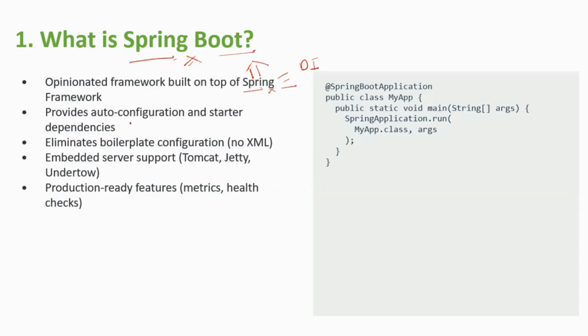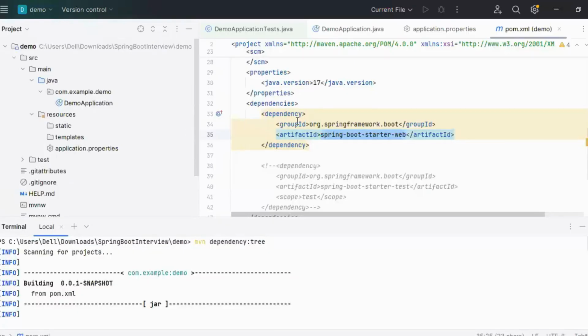The next feature of Spring Boot is auto configuration and starter dependencies. So what are starter dependencies and auto configuration? Auto configuration means Spring Boot will automatically configure lots of things for you. And starter dependencies means you can group lots of dependencies in one dependency. For example, I will show you one example project. So if you see this project, right?